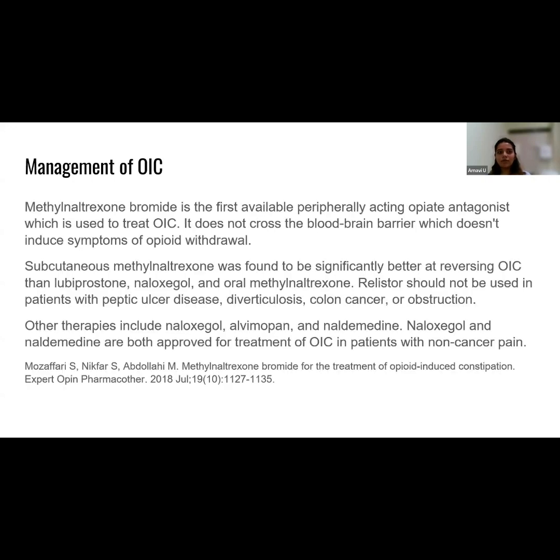Summarizing, the final thing would be to discuss the opioid antagonists. Methylnaltrexone bromide is the first available peripherally acting opioid antagonist, which is used to treat opioid-induced constipation. It does not cross the blood-brain barrier, so it doesn't induce the symptoms of opioid withdrawal, which is the advantage. Subcutaneous methylnaltrexone was found to be significantly better at reversing opioid-induced constipation than lubiprostone, naloxone, and oral methylnaltrexone, and it should not be used in patients with peptic ulcer disease, diverticulosis, colon cancer, or obstruction. Other therapies include naloxegol, alvimopan, and naldemedine. Naloxegol and naldemedine are both approved for treatment of the same in patients with non-cancer pain.